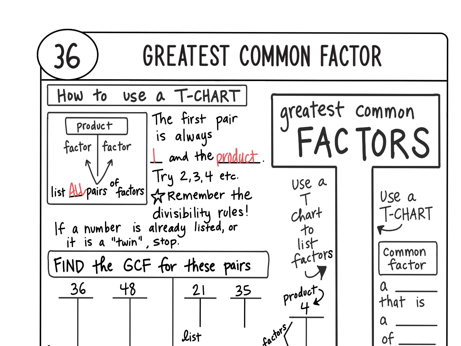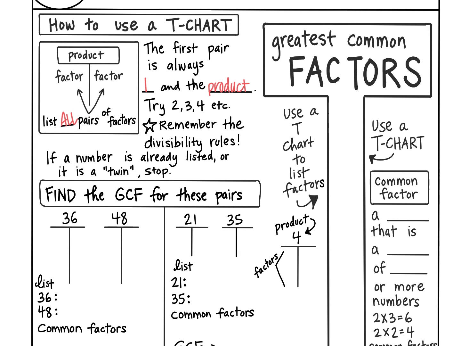So you're going to see a couple of different examples of that here in just a minute when we start doing some. Okay, moving over here to the right side, it says use a T-chart to list the factors. We're going to practice with the product 4. So I have 4 at the top of my T-chart, and I'm going to list my factors starting with 1 and the product 4. So 1 times 4 we know equals 4.